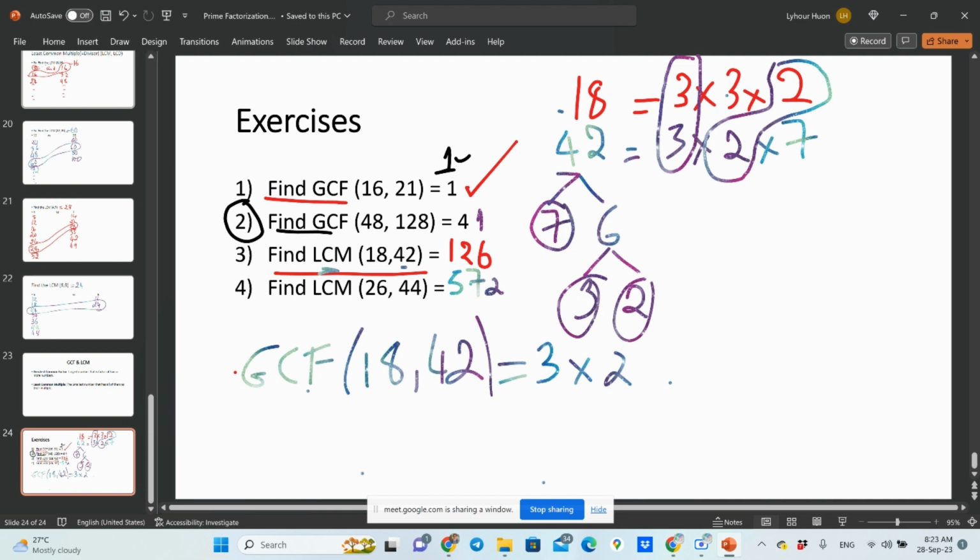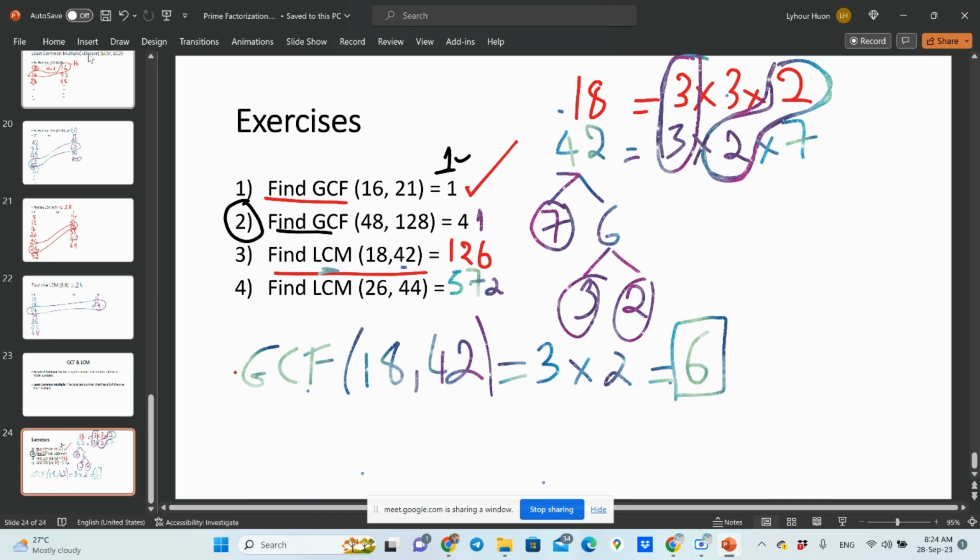We have 3 and 2. So the GCF of 18 and 42 is 6. 3 times 2, right? Yes, 3 times 2, which is 6. If you don't believe this method, you can try: break it into the factors, and then we choose the greatest one. Then it will be 6.